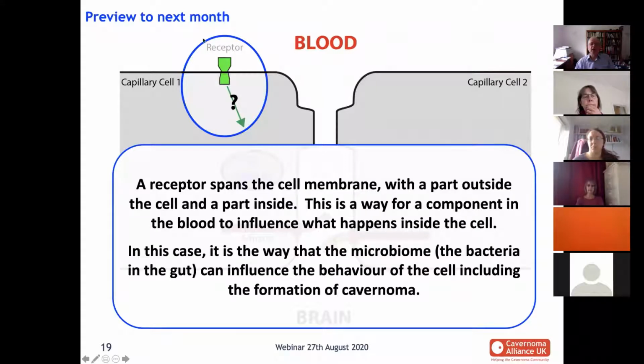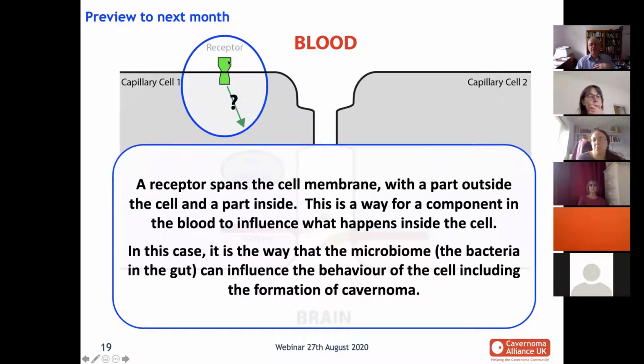Now, receptors in cells have a bit of them outside the cell and a bit of them inside the cell. The bit on the outside will bind to something in the blood. Cells have lots of different types of receptor. This particular kind of receptor is specific to the substance, the lipopolysaccharide, that emanates from the microbiome in the gut, and it binds to this receptor here.